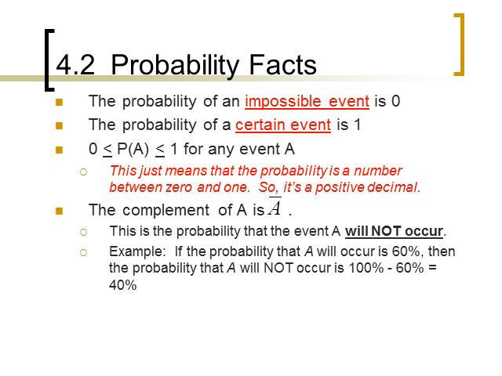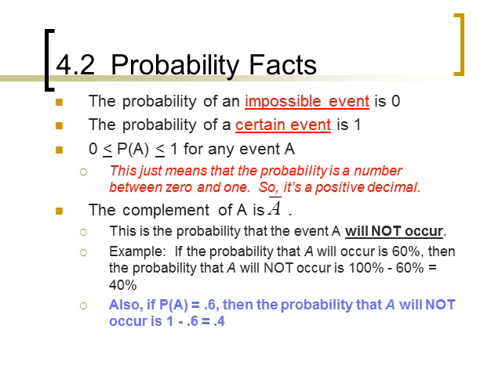So if the probability that A will occur is known to be 60%, then we can easily find the complement of that event, or the probability that A will not occur, by noticing that all probabilities have to add up to a total of 100%, and we subtract 60% from that and we get 40%. Likewise, if we work with the decimal equivalents, then if the probability of A is 0.6, then the probability that A will not occur is 0.4.